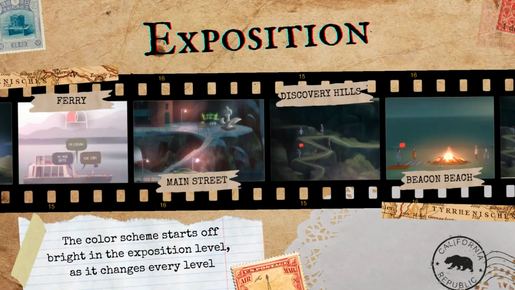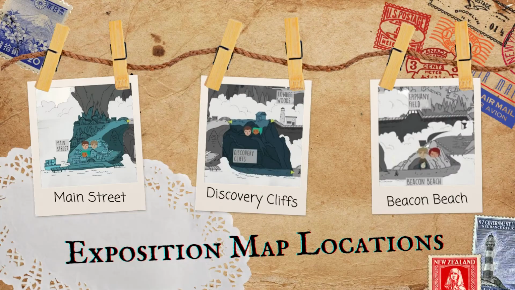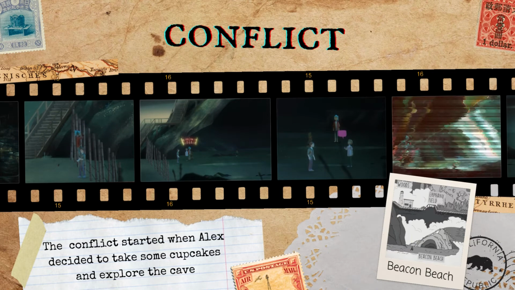Here are the various locations where the exposition happens, such as the ferry, Main Street, Discovery Hills, and Beacon Beach. The color scheme starts off bright in the exposition level and changes every level in the game. Here's the exposition map location. And now on to conflict. The conflict started when Alex decided to take some cupcakes and explore the cave with her friends. The location where the conflict happened is Beacon Beach.